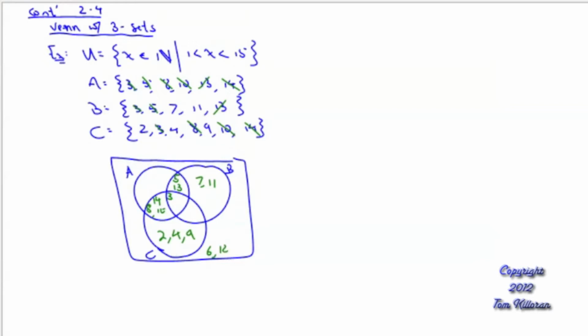13, 14. Do I stop? Yes. It's definitely not 15 because there is no equal sign. So that's it. That's your picture. I think I may have this.